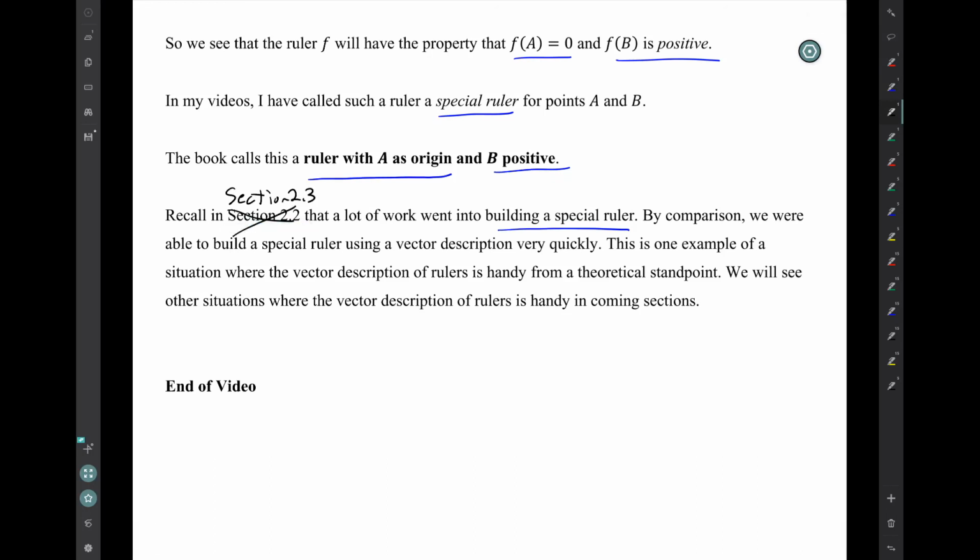By comparison, we were able to build a special ruler using a vector description very quickly. This is one example of a situation where the vector description of rulers is handy from a theoretical standpoint. We'll see other situations where the vector description of rulers is handy in coming sections. Well, that's the end of the video. Thank you.